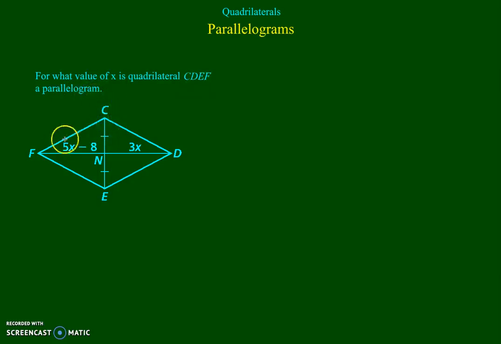In order for this to be a parallelogram, these diagonals have to bisect each other, which means that this piece has to be equal to this piece. So that's what we're going to start off with. So our equation is 5x minus 8 equals 3x. Let's go ahead and subtract the 3x.